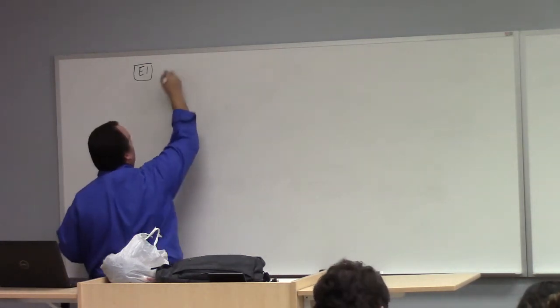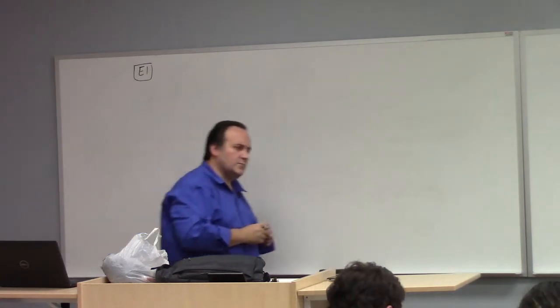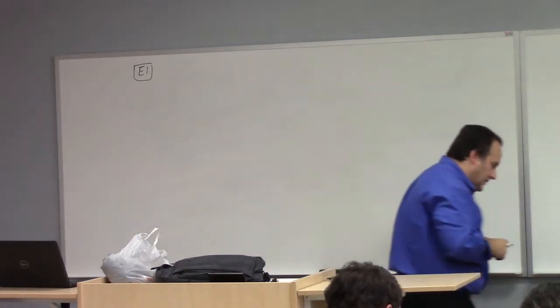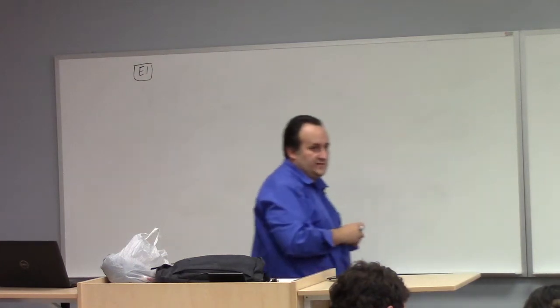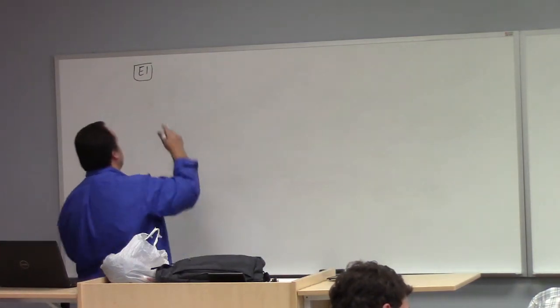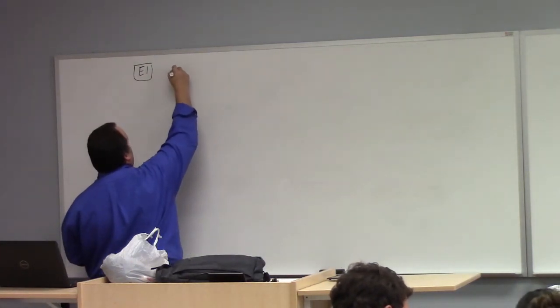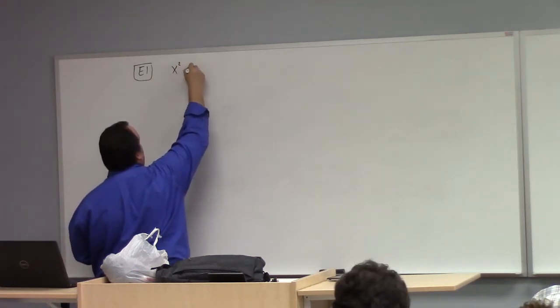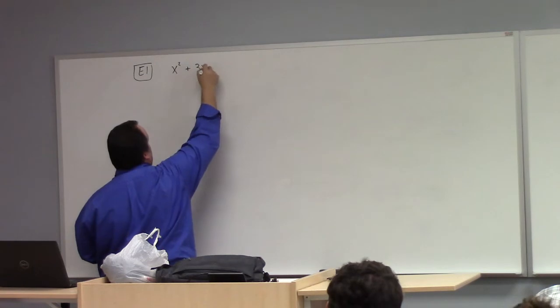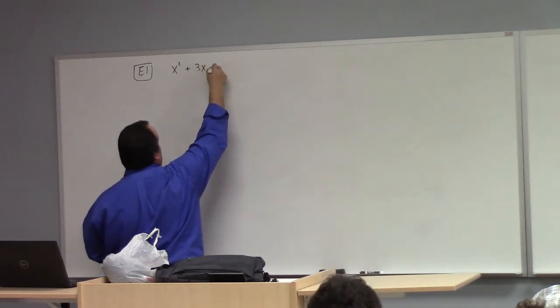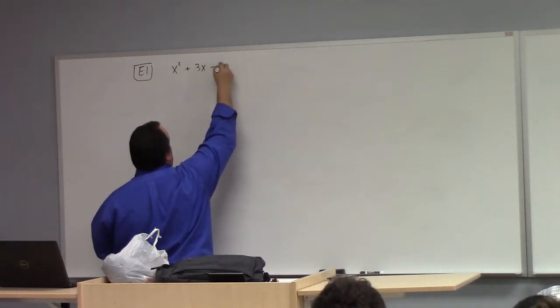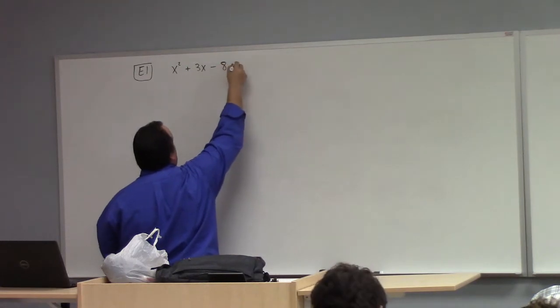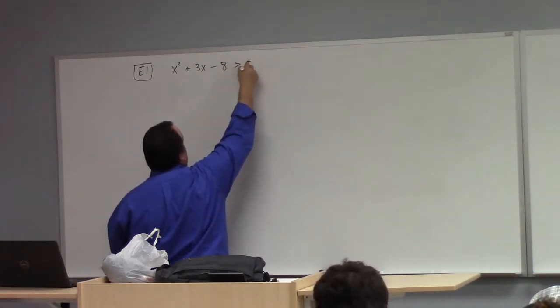What kind of problem is this? Nonlinear inequality. So it's kind of more of what we were doing at the last class. So here we go: x squared plus 3x minus 8 is greater than 0. Let's try to solve this problem.